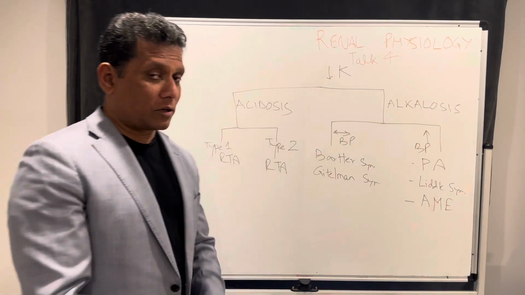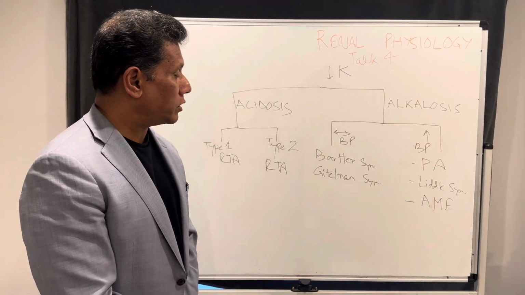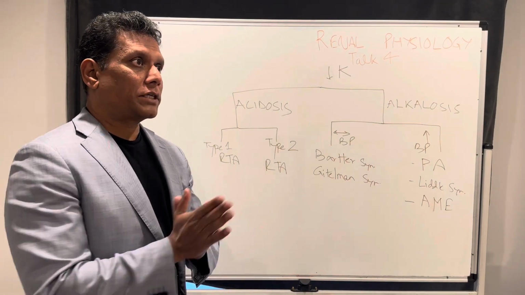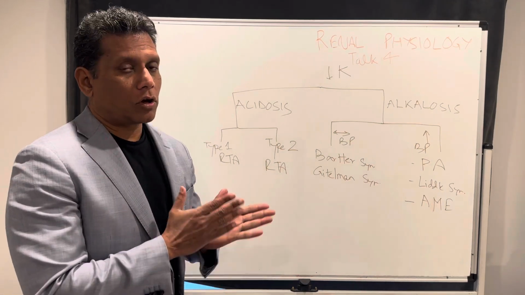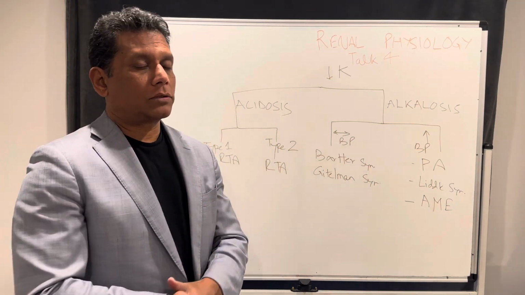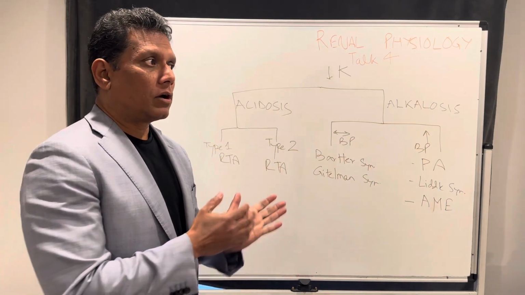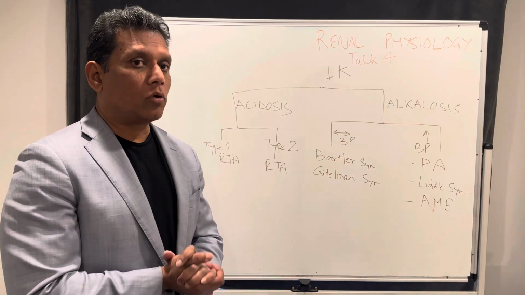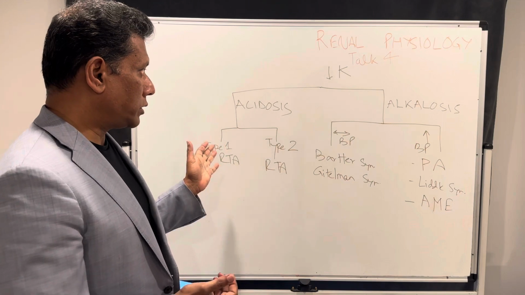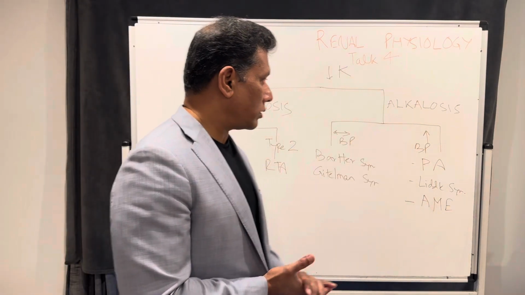Okay, welcome back to the fourth talk on renal physiology. In the last one, we spoke about the relation between potassium and hydrogen, and we saw how hyperkalemia leads to metabolic acidosis, metabolic acidosis leads to hyperkalemia, and how metabolic alkalosis leads to hypokalemia. But hypokalemia is slightly different. Hypokalemia can be associated with either acidosis or alkalosis.